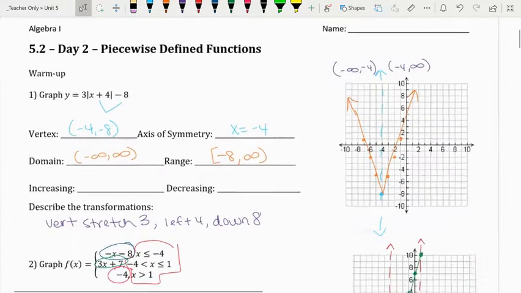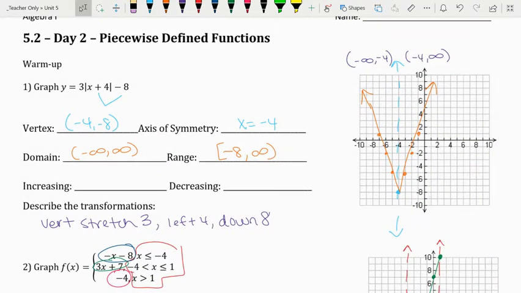So if you looked at number 1, this was an absolute value graph. So you should have pulled out the vertex of -4, -8. Remember, opposite of the inside, same as the outside, right? That does make your axis of symmetry x equals -4. Remember, your domain is always going to be negative to positive infinity right now. And then our range, our lowest is -8, our highest is infinity.